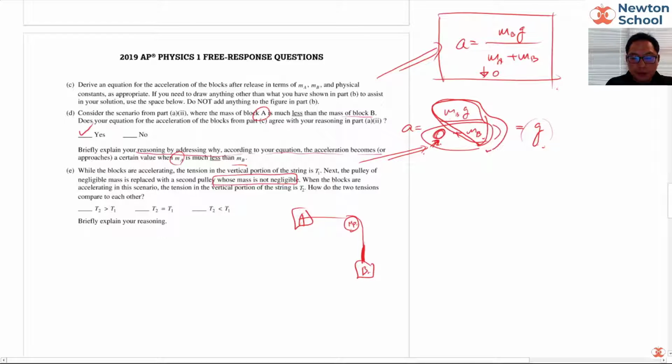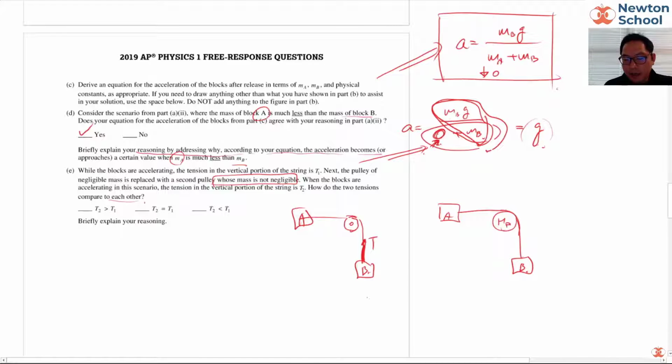So basically, the first scenario was when the pulley is massless, so that's T1. The second scenario is when it is not massless, which I'll call the massive pulley. How does the tension compare to each other?